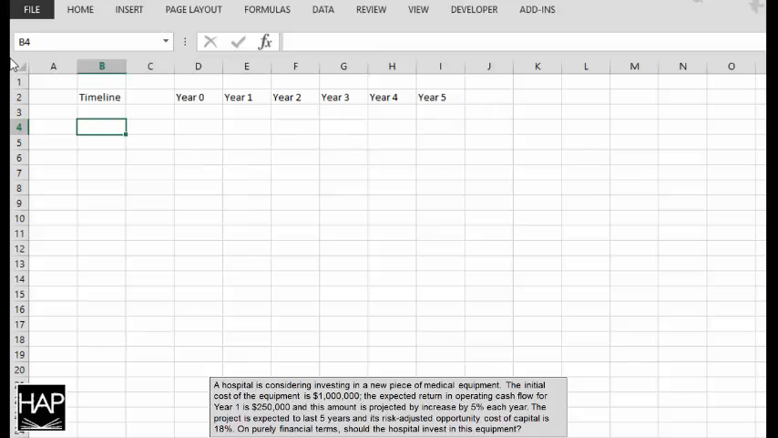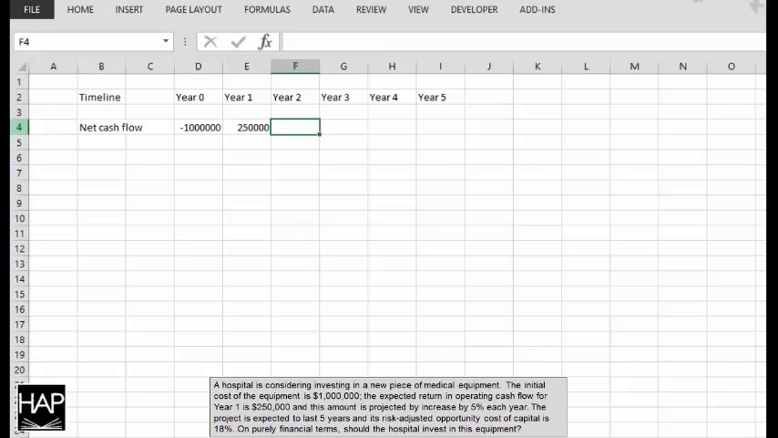I'm also going to put the net cash flow in. So we know that in year 0, it would cost the hospital $1 million to purchase the equipment. I'm going to show this with a negative number and put negative 1 million there. That shows how much they paid out to get the equipment. I'm told that in year 1, the operating cash flow is $250,000. So I put $250,000 there.